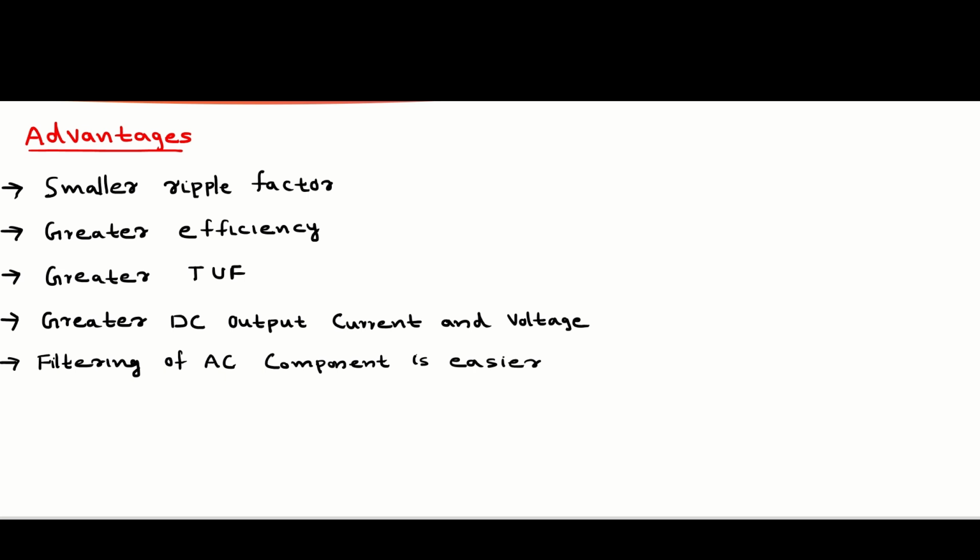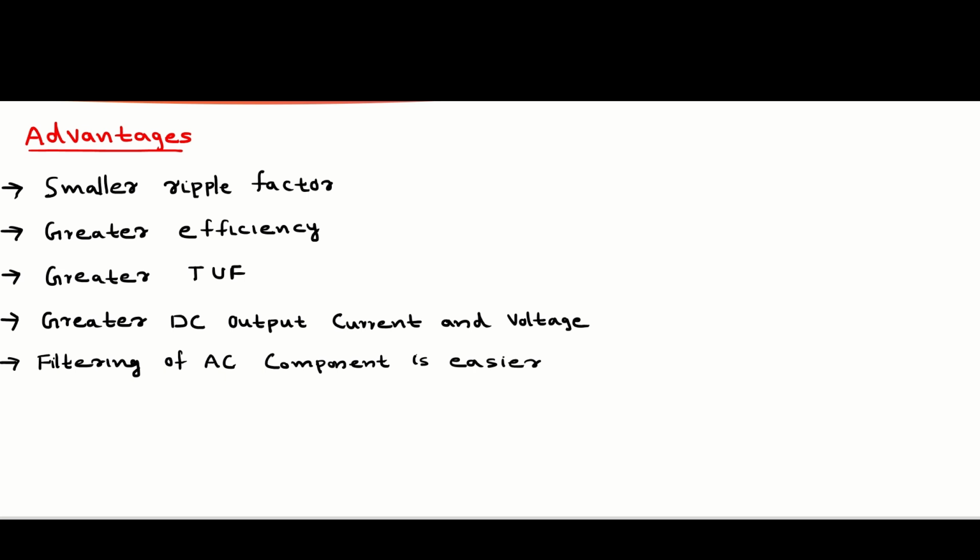And the next is greater transformer utilization factor. For a center tapped full wave rectifier, the maximum transformer utilization factor is 0.69. In a half wave rectifier, it is 0.286. And the next advantage is greater DC current and DC voltage. For a center tapped full wave rectifier, the DC output current is 2 Im divided by pi, whereas in a half wave rectifier, the DC output current is Im by pi, exactly double. For a full wave rectifier, the DC output current is double that of a half wave rectifier.